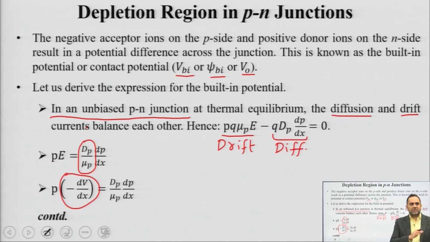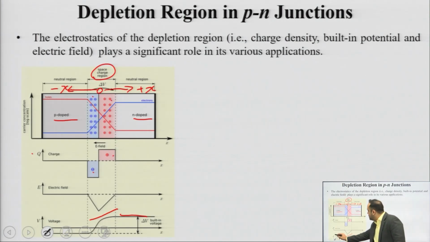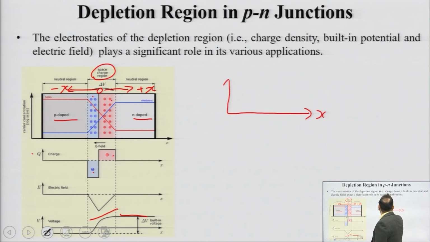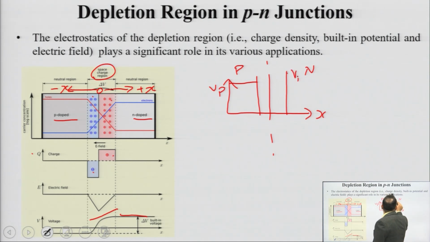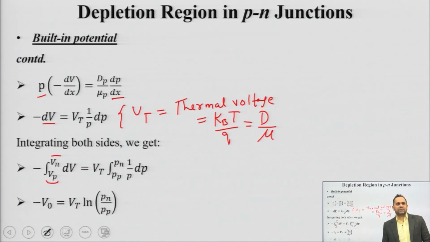So, I will just go back again to this graph. The last graph is for voltage, okay. So, this is x, this is V. If this is my depletion region and the junction, on the P side I am saying that the potential is Vp and on the N side it is Vn and it rises, from negative to positive potential. So, these are my limits of integration, from Vp to Vn.